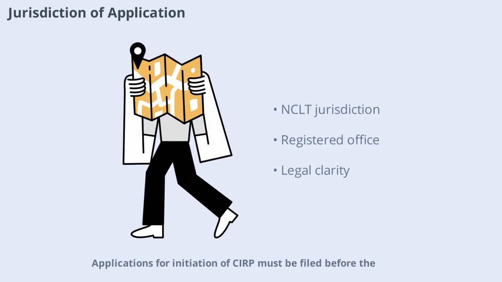Applications for initiation of CIRP must be filed before the NCLT bench in the jurisdiction of the corporate debtor's registered office. This ensures that the proceedings are conducted in the appropriate legal forum, providing clarity and consistency in the process. Jurisdictional rules are essential for maintaining order and preventing forum shopping, which could otherwise complicate the resolution process.